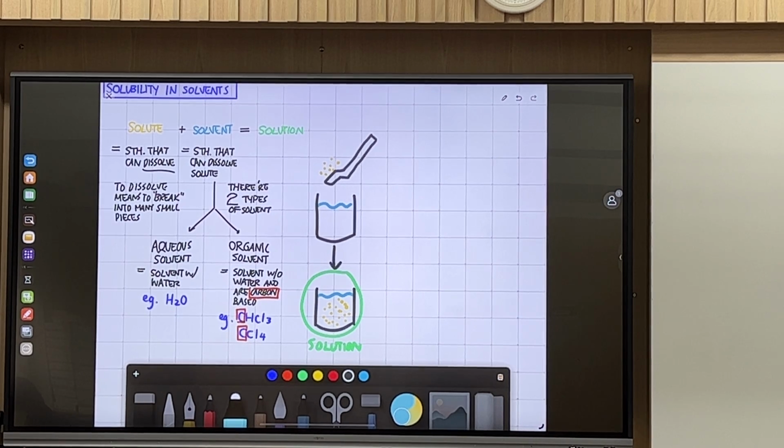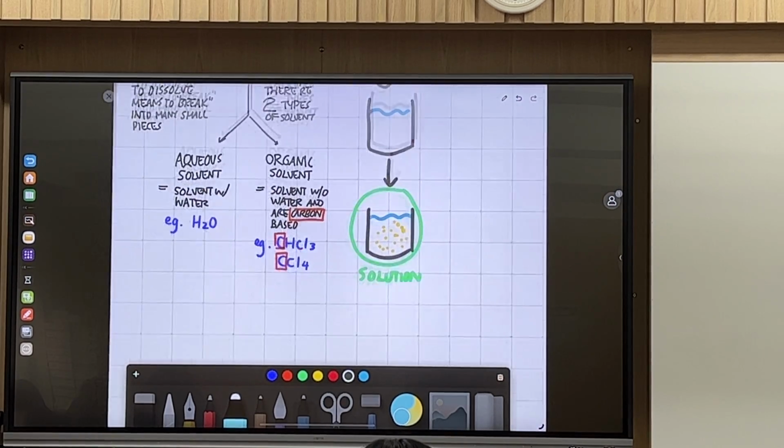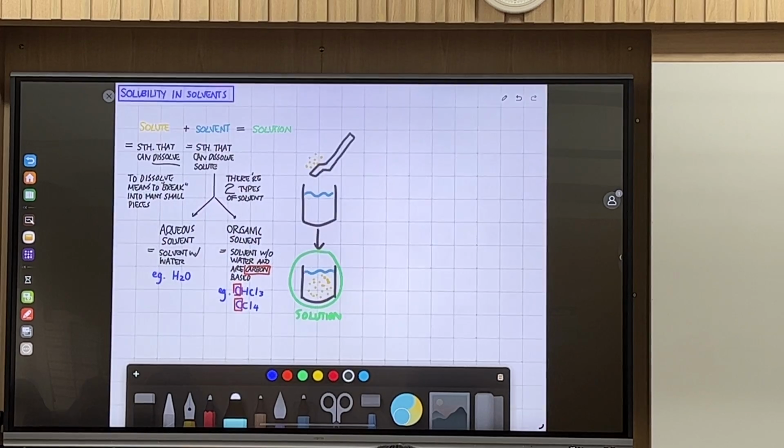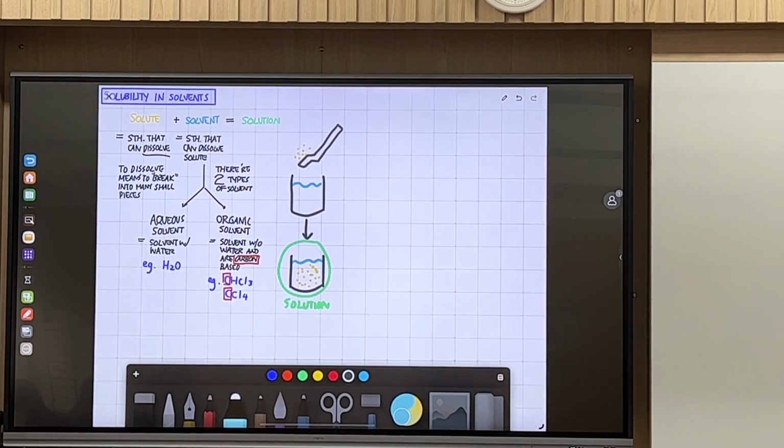Okay, right. These different types of structures we mentioned, giant ionic, simple molecular, giant covalent, and giant metallic, they have different solubility in different types of solvent. Some are more soluble in aqueous solvent, some are more soluble in organic solvent. Okay, so first, let's take a look at the solubility of giant ionic structures. So that's number one.